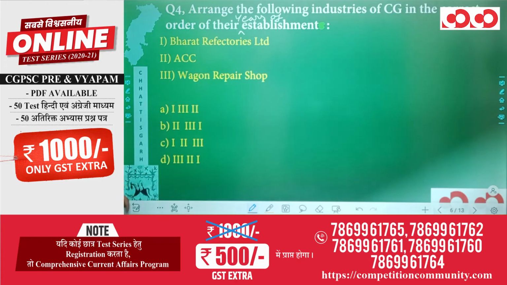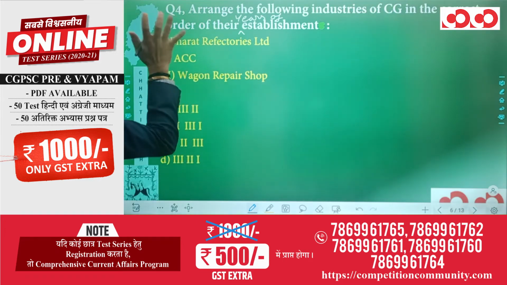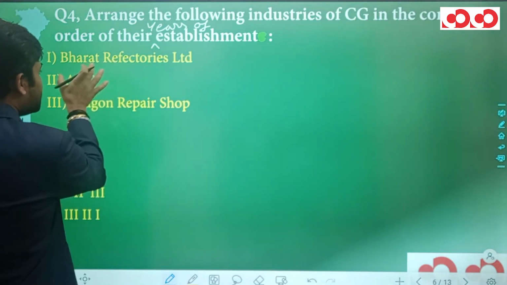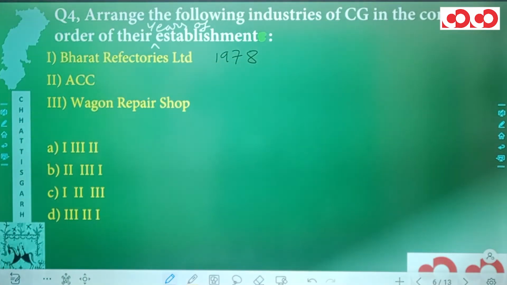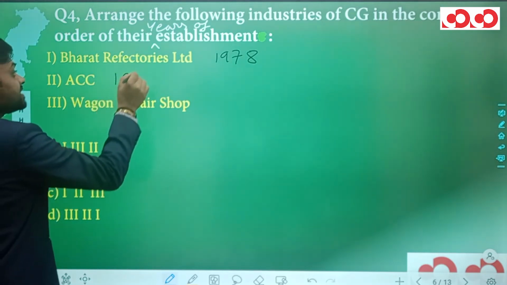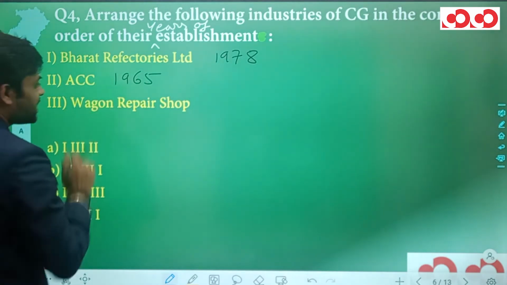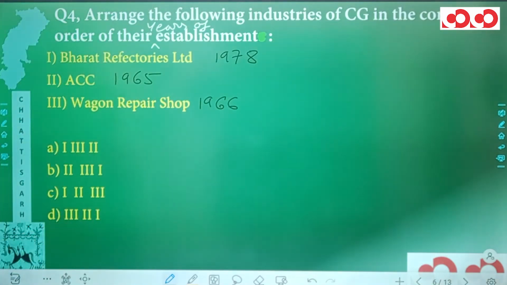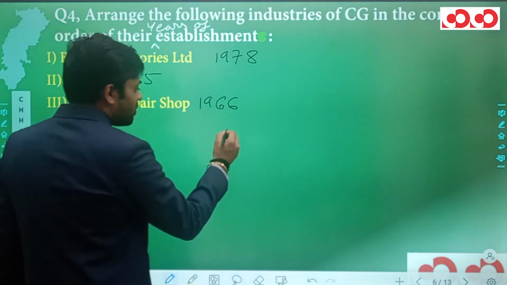Now next we have a fourth question. Arrange the following industries of Chhattisgarh in the correct order of their years of establishment. First we have Bharat Refractories Limited. This was established in Bhilai in the year 1978. ACC Cement was established in the year 1965 in Jamul of the Durg district, and Wagon Repair Shop in Raipur was established in the year 1966.